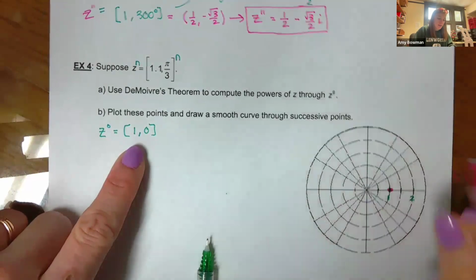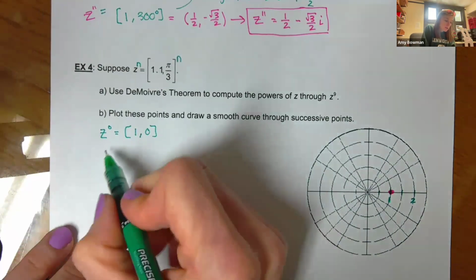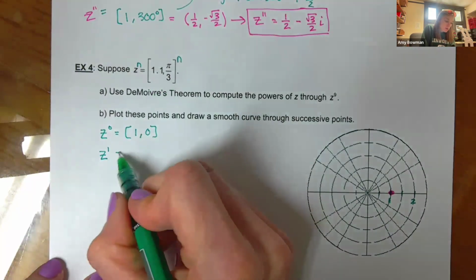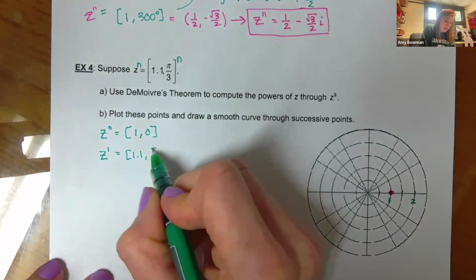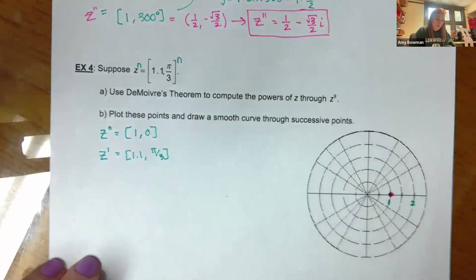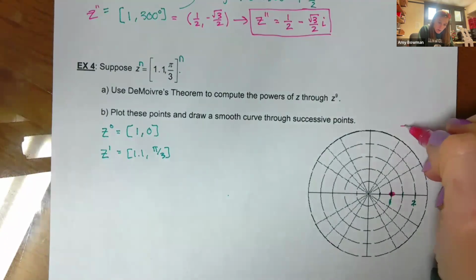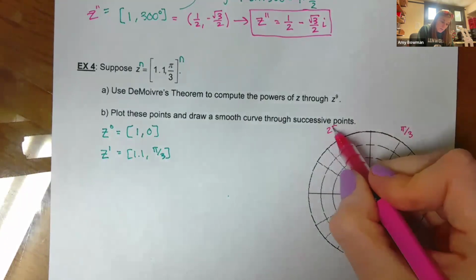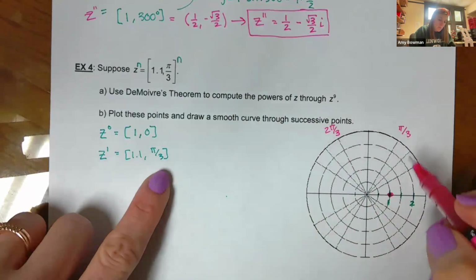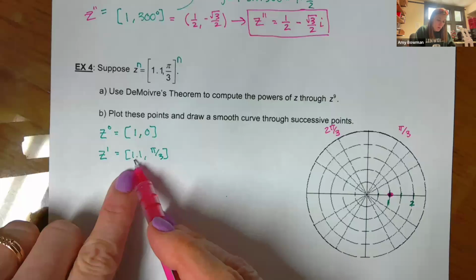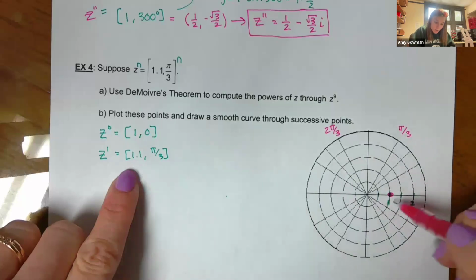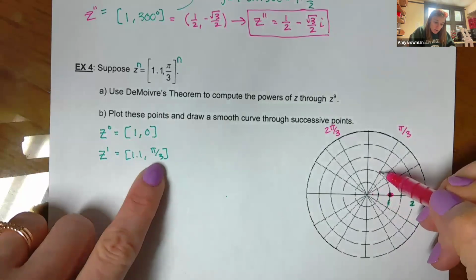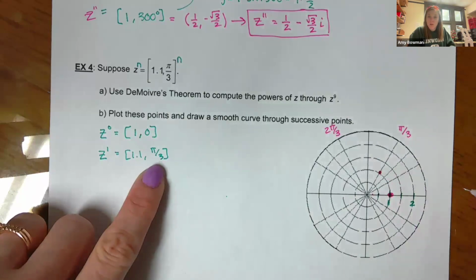We're going to plot each of these powers of z. So z to the first, we were given z to the first, just z. So z to the first is (1.1, pi thirds). So let's graph that. This is pi over 3, by the way. This is 2 pi thirds. Okay. So pi thirds, 1.1. So again, 1 is two of these dashes. So 1.1 in the direction of pi thirds, that's just going to be slightly past 1.